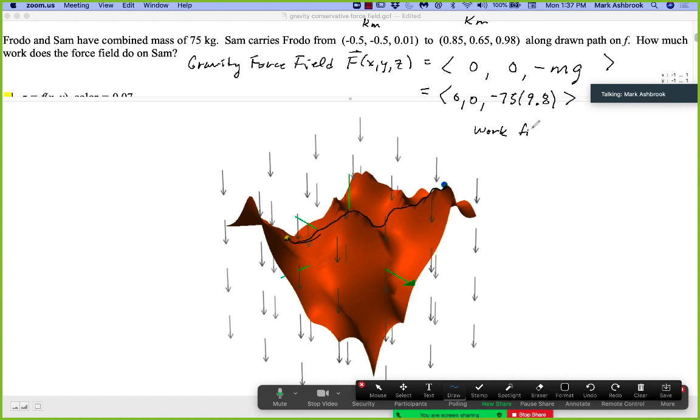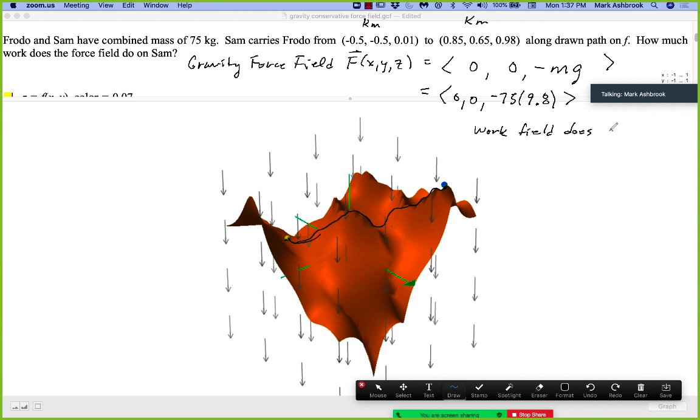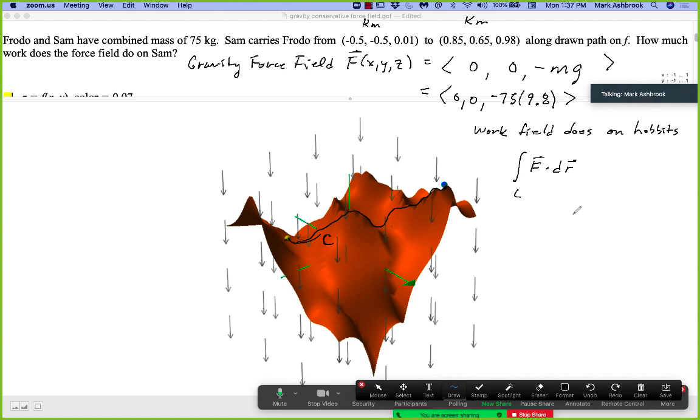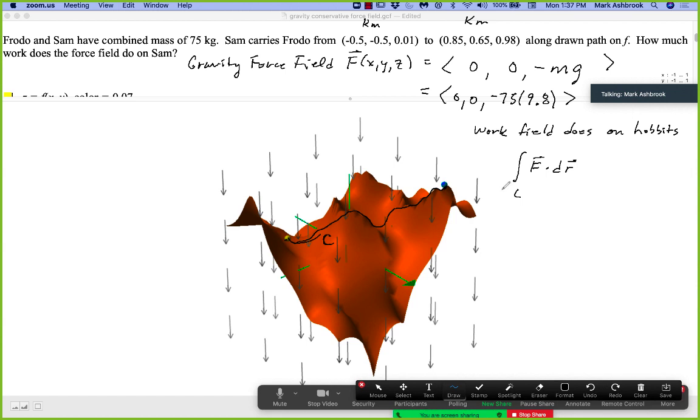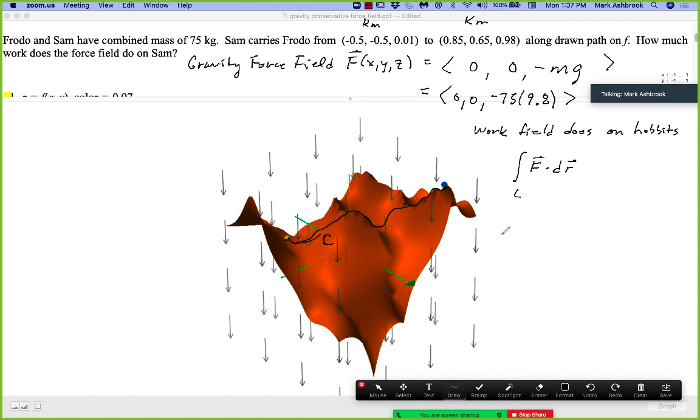The work that the field does on the hobbits, right? Sam and Frodo? Is going to be the line integral over the path C of F dot dr. And then the work that Sam does will be equal and opposite to the work that the field does on them. But just to keep it our standard line integral, we'll do the line integral. That's the work the field does, so then the work Sam does is equal and opposite to that.